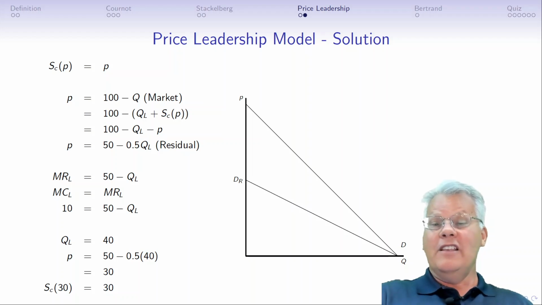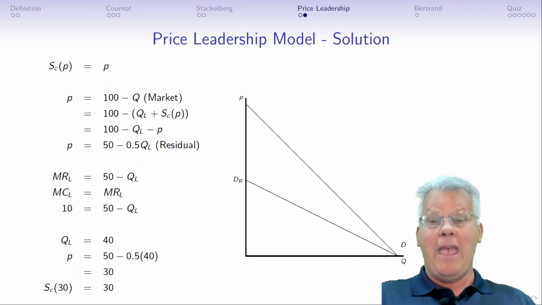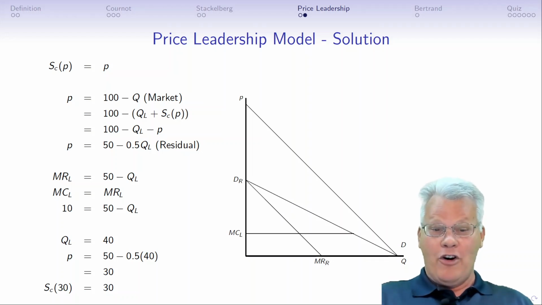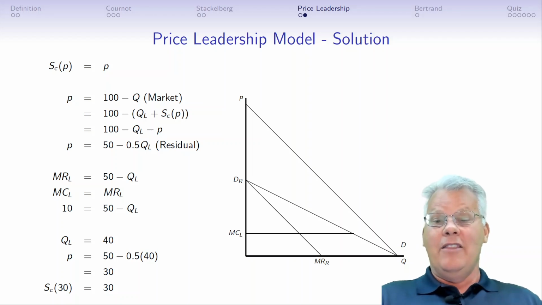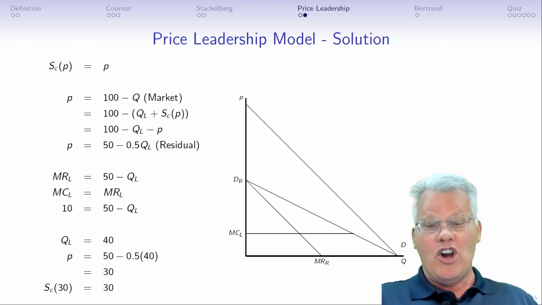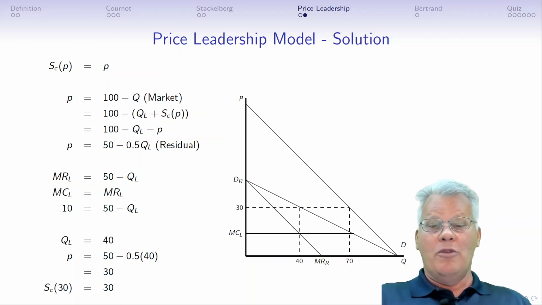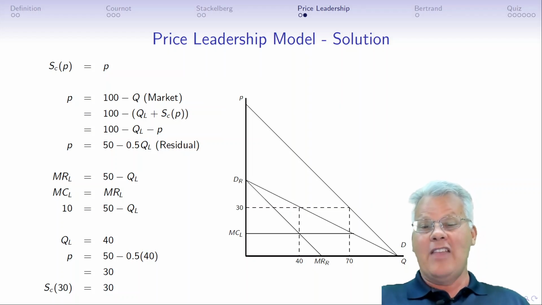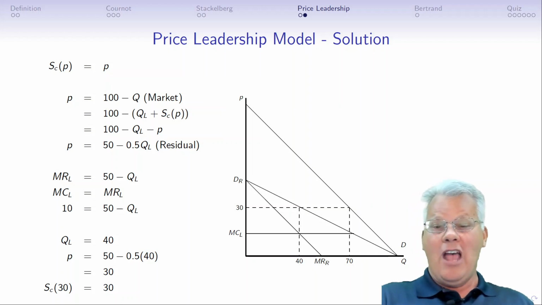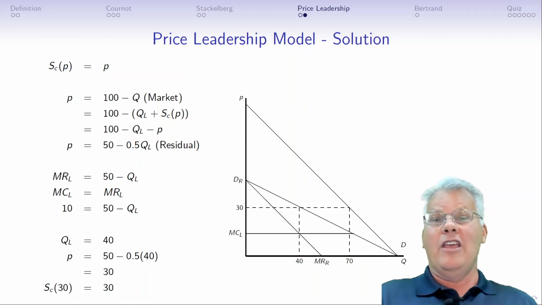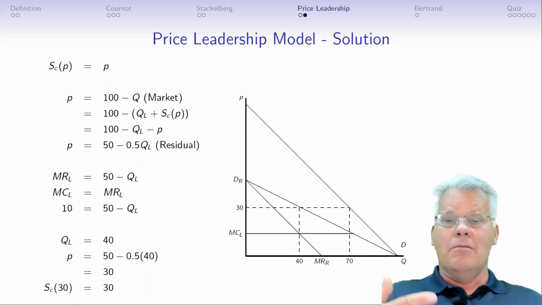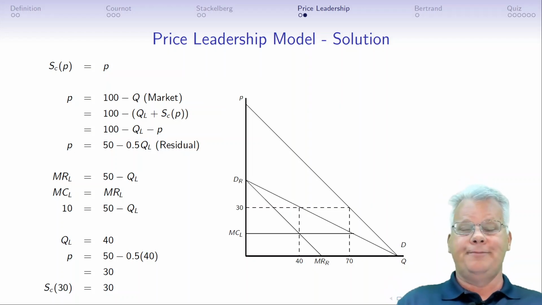Now remember, within this residual demand curve, the leader firm is able to act as a monopolist. So they set their marginal revenue equal to their marginal cost. That determines the quantity that the leader firm produces and the price that they announce. So they announce a price of 30. The competitive firms see that price of 30 and respond accordingly. And then we get the market outcome.